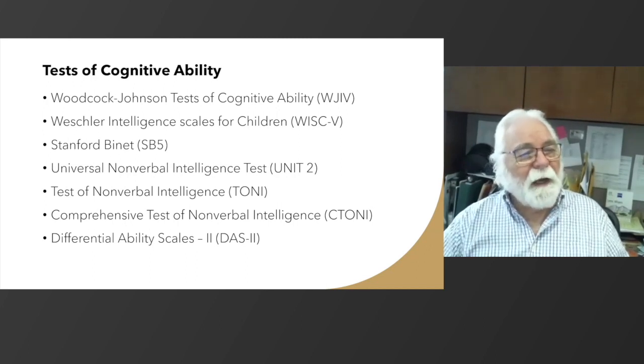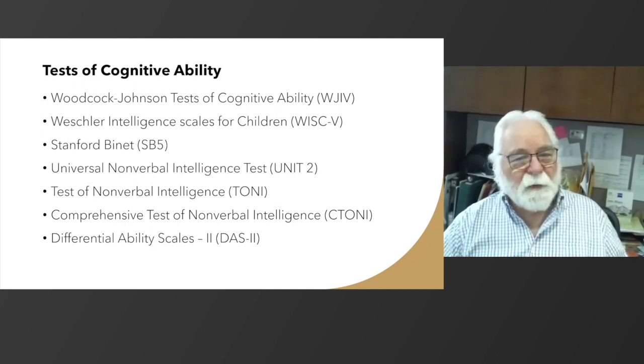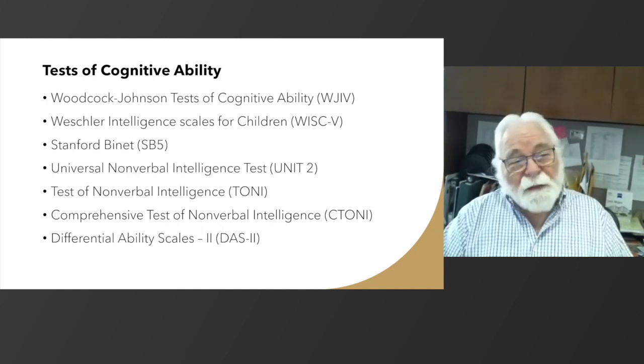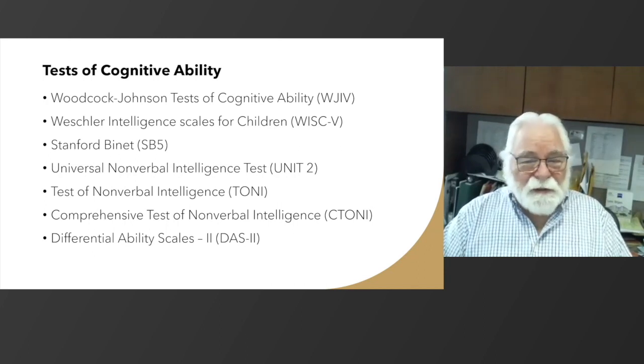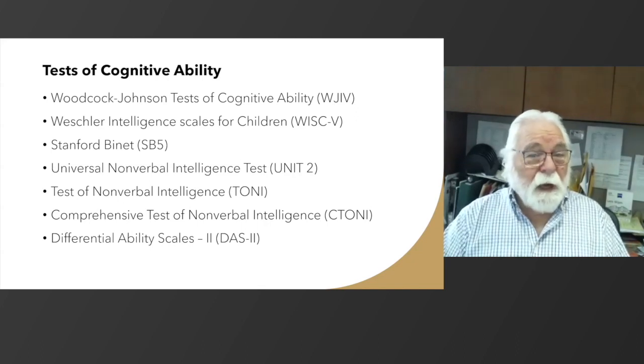And so these are some of the most common cognitive ability tests you're going to come into contact with. Now, remember what I said about reliability and validity. If we're making decisions, life-changing decisions about people, the reliabilities of these tests that you use have to be 0.9 or above.